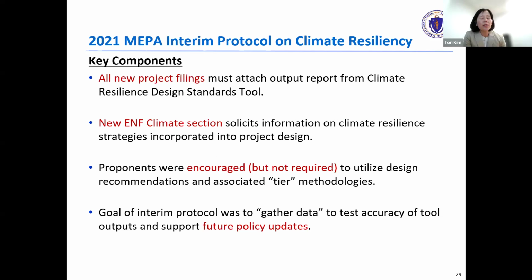So the 2021 interim protocol, as I indicated earlier, the principal component was essentially to attach the output report from that design tool as part of the ENF form. At that time, we said the proponents were encouraged but not required to utilize design recommendations or the so-called tier methodologies. And we indicated in the protocol that we were primarily looking to gather data as a way to prepare for future policy updates. So we feel like we're at the point where we can move forward with some additional updates, and that is the purpose for today. Next slide.